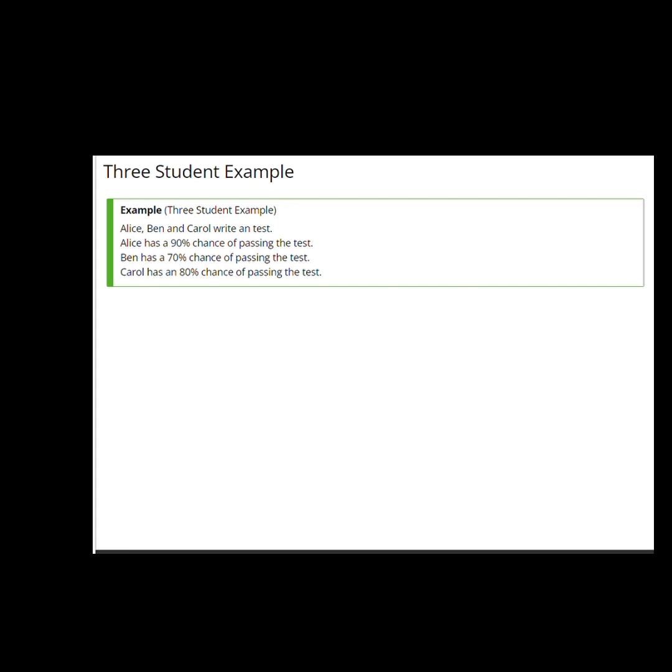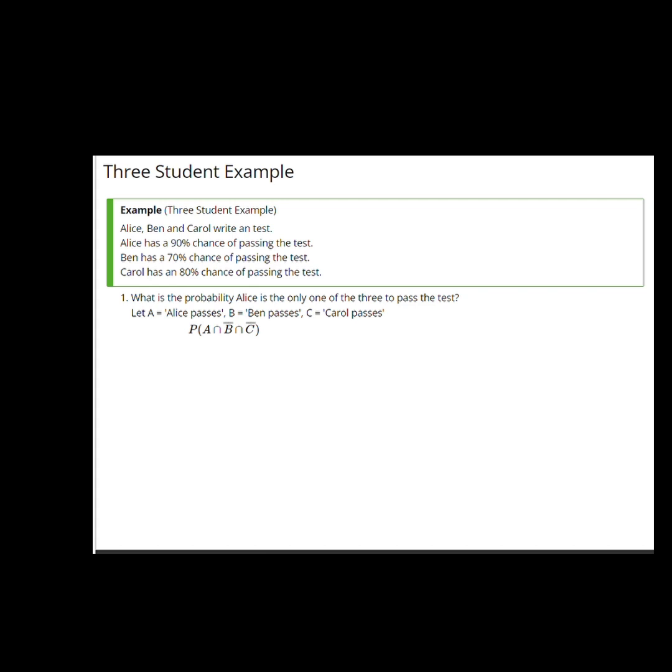3-student example. Alice, Ben, and Carol write a test. Alice has a 90% chance of passing the test, Ben a 70% chance, and Carol an 80% chance of passing the test. What's the probability that Alice is the only one of the 3 to pass this test? Let's begin by defining 3 events. A is the event that Alice passes, B is the event that Ben passes, C is the event that Carol passes. And we're clearly going to assume that these 3 events are independent. There is no collaboration among these 3 people.